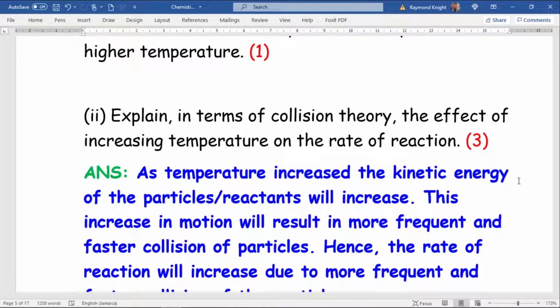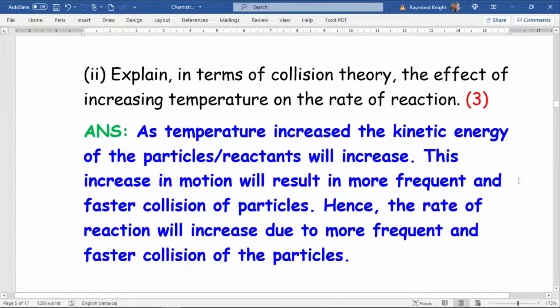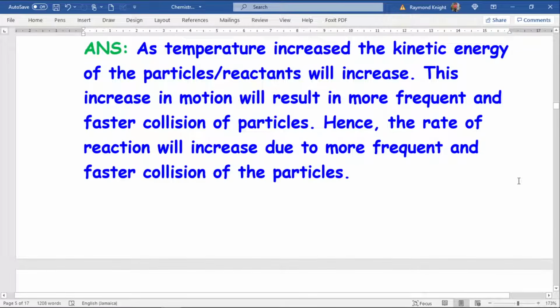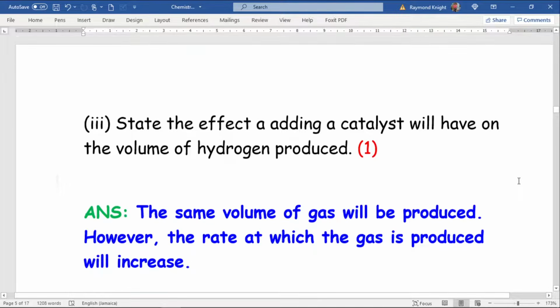Again, what you need to know is that if temperature increased, then the kinetic energy of a particle is increased. Once the energy increased in the reactants or the particles, there'll be an increase in the movement of these particles. The particles start to move faster, and because of moving faster, you'll have more frequent collision or faster collision of particles. And once the particles are colliding more frequently, then the rate of reaction will increase. That's what is taking place there.